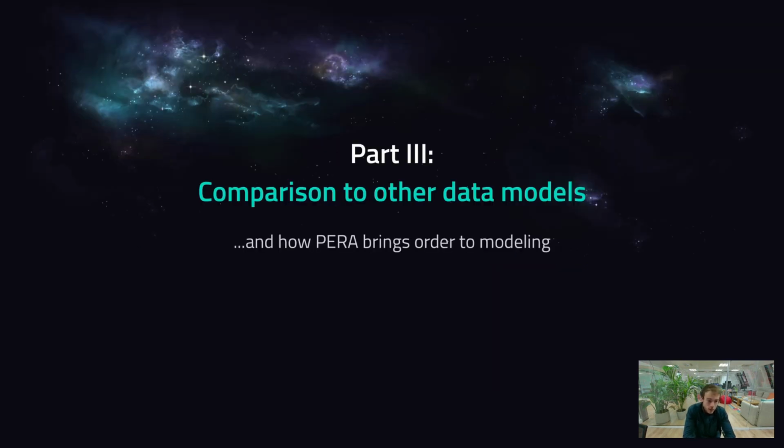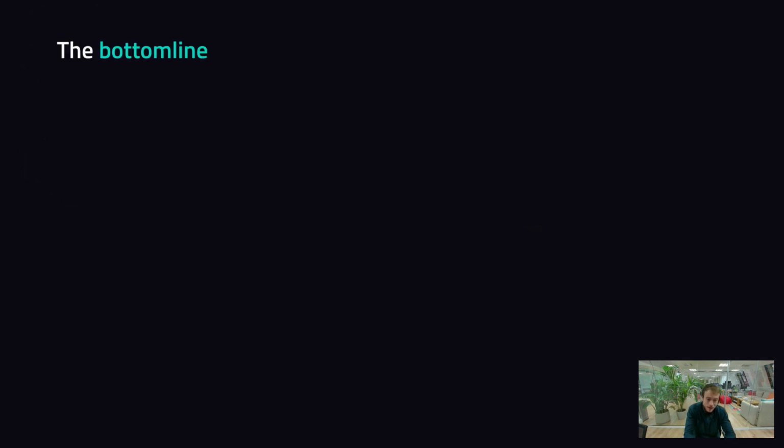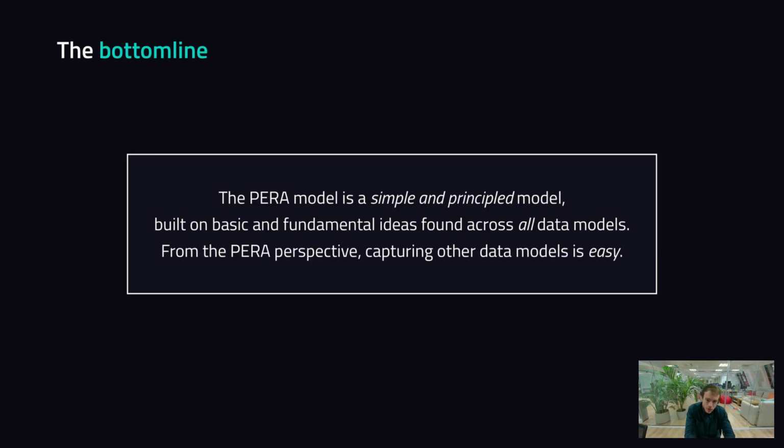Let's now go on to a comparison with other models, and I want to start with a somewhat reversed order of events here, and I want to start with the bottom line, which connects to maybe this last slide of the Pyro model as well. So what we've just seen is that really the Pyro model is a very principled and ultimately also a very simple model. So the fundamental ideas are here very simple, and these fundamental ideas are found across essentially all data models. And as a result of this, from the perspective of the Pyro model, capturing the other data models is actually pretty easy. And I now want to substantiate that bottom line.